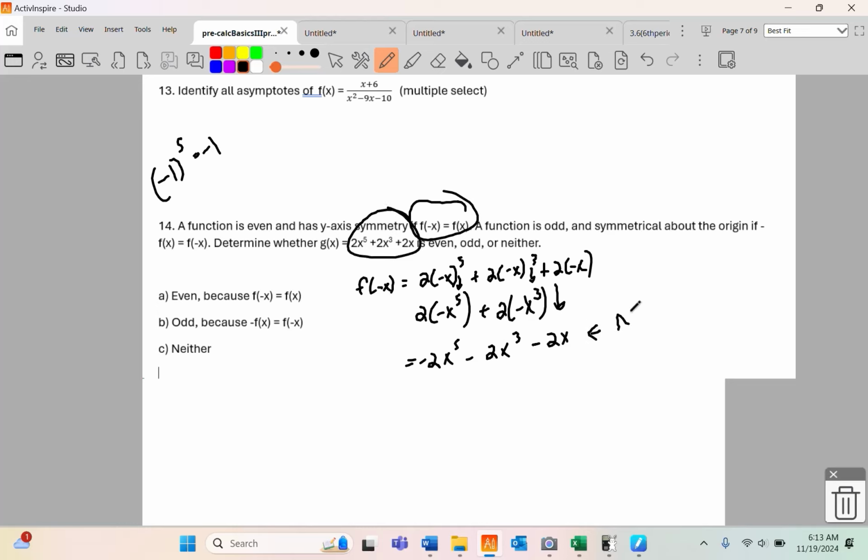Now, there's f of x. This is not equal to f of x. So f of negative x is not equal to f of x, therefore not even. All right? Now let's do the next check. Little negative symbols over there. Find negative f of x.